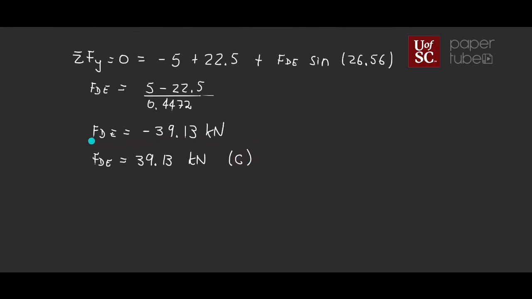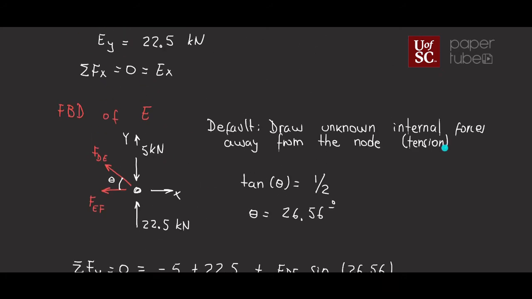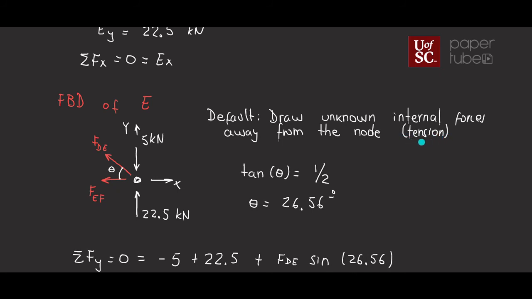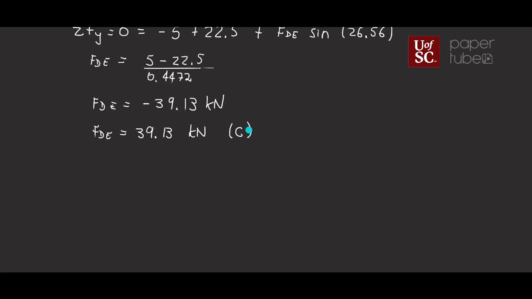So don't report it just with a positive or negative sign. You report the absolute value of the force, or the magnitude of that force, and you indicate whether or not the element is in tension or compression, okay? So if it's negative, it's opposite to your assumption. My default assumption is that everything is in tension, and any negative numbers that I get are going to be in compression, just like in this example. All right, I'm going to continue. So that's FDE. I need to do now the sum of the forces in X.